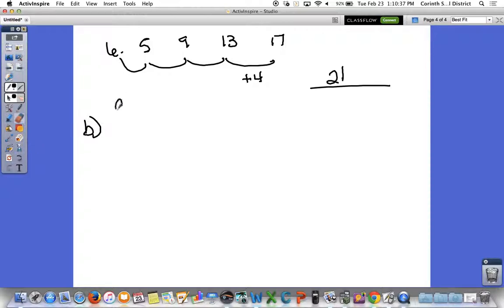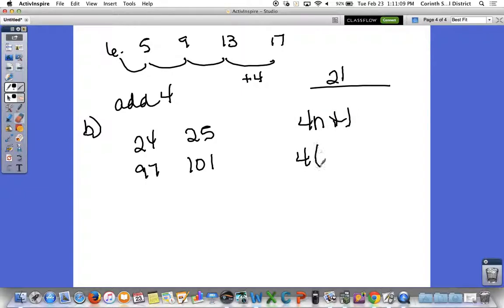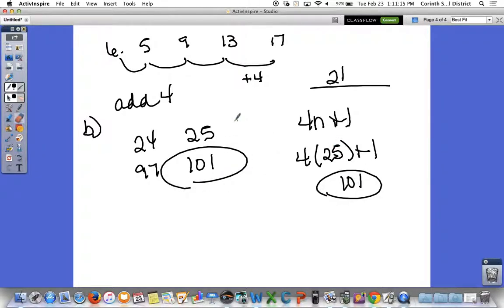On B part, it says the 24th term of the number sequence is 97. Find the 25th term. So what are we doing every time? Adding 4. So if the 24th term is 97, what would the 25th term be? 101. Did anybody write a rule for that and then just plug it in? Okay, the rule was 4n plus 1. So you could have done 4 times 25 plus 1 and you still came out with 101. Okay, questions on number 6.